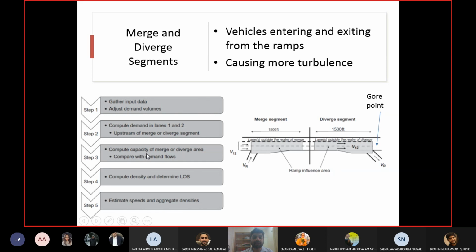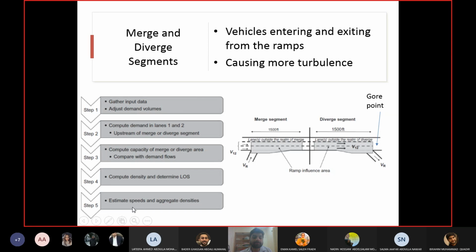Then calculate the capacity of the merge or diverge area, okay, and compare with the demand flows. If the capacity is less than the demand flow, then the level of service is F. Otherwise, find out the density and level of service in the same way that we did for freeways, okay.